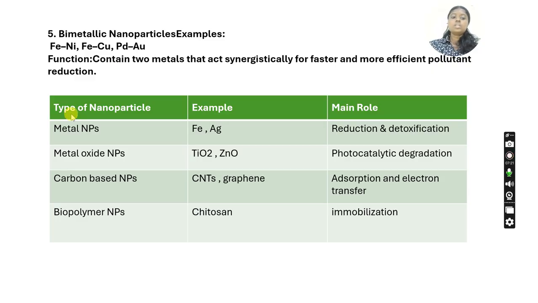So this is the table where we have mentioned these main nanoparticle types and their examples and their main role, like metal nanoparticles. Examples are iron and gold, and their main role is reduction and detoxification. So that's it.